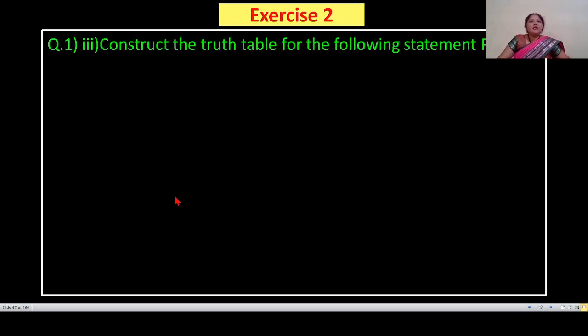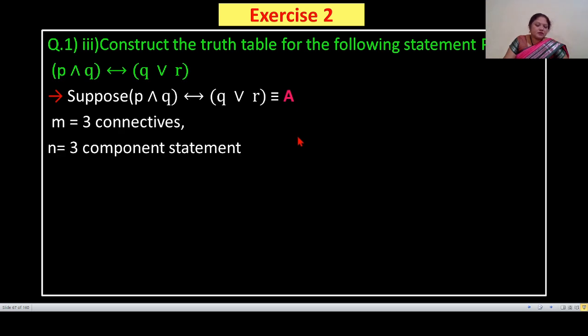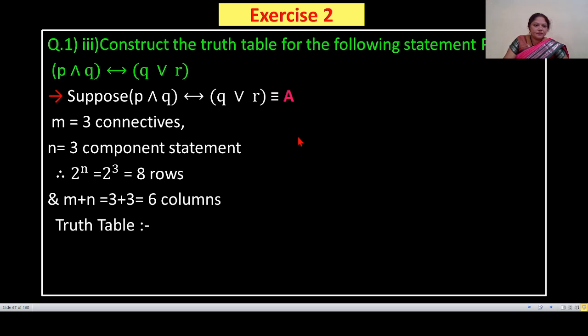Next example. Construct the truth table for the following statement pattern. Okay. We have already seen this type of example. So, now you have to solve this example. For your convenience, you can follow these steps. Okay, student.